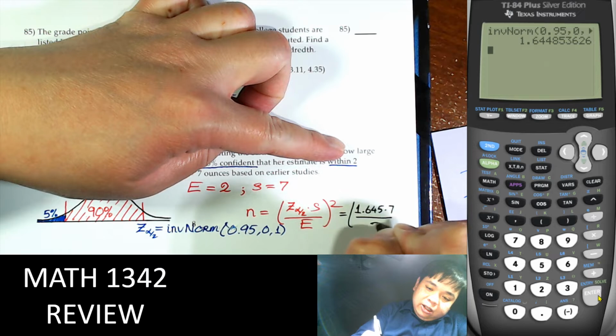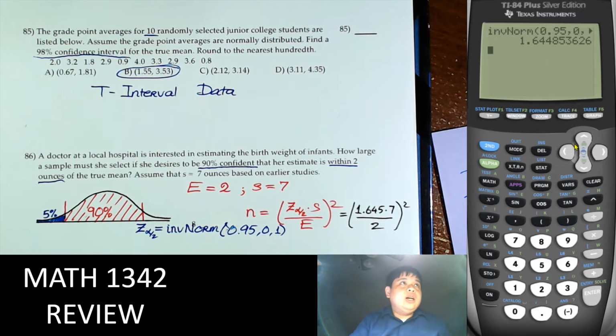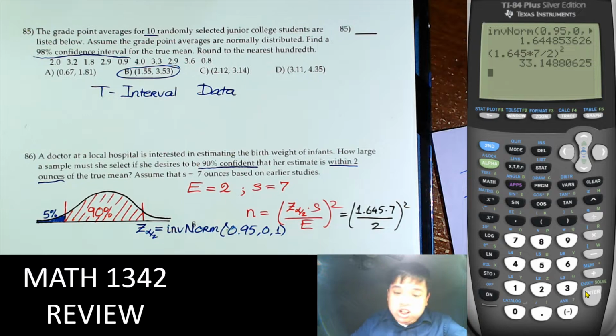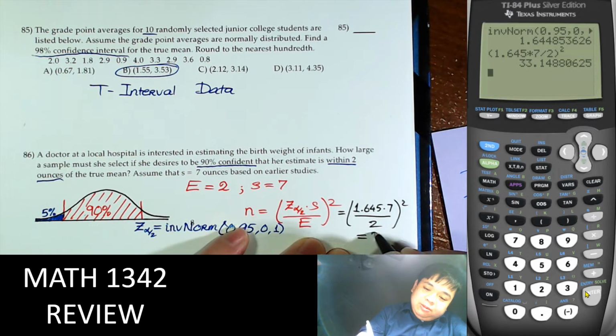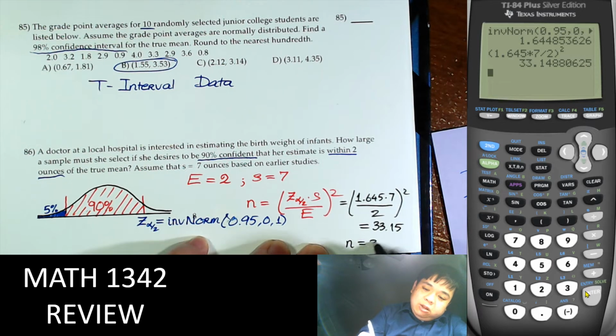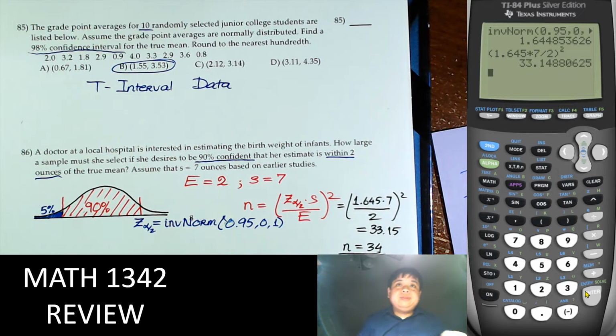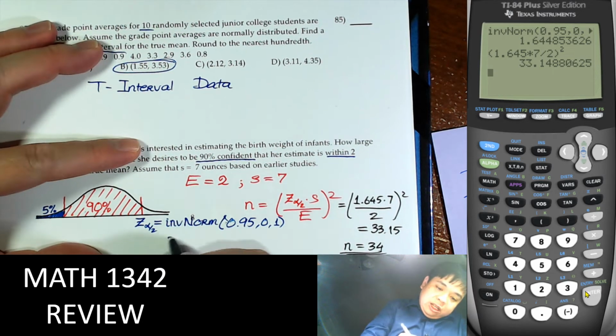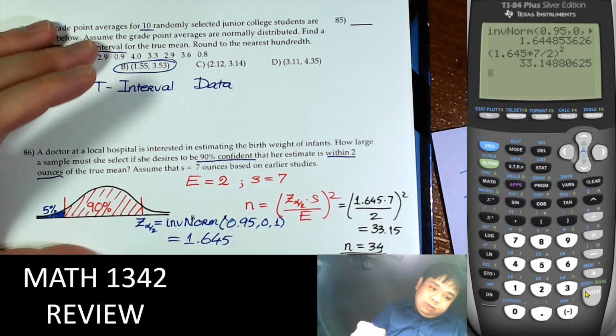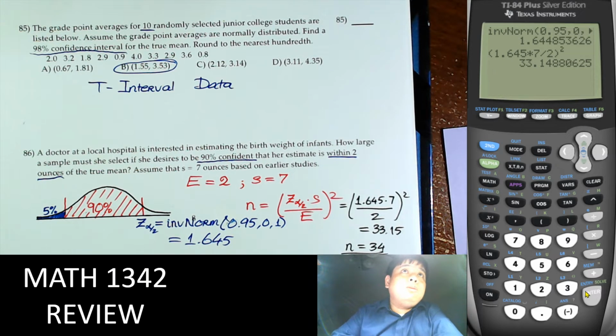Times 7 divided by 2, squared. So we just have this. Divided by 2 squared, we have 33.14. So we can round up to 34 if we want to. So n is about 34. So z is 1.645. So that's what we have.